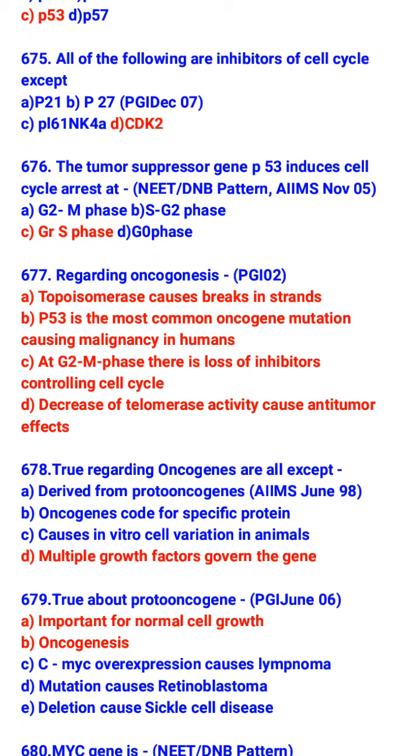Regarding oncogenesis, topoisomerase causes break in strands. P53 is the most common gene mutation causing malignancy in humans. At G2/M phase, there is a loss of inhibitor controlling cell cycle. Decrease of telomerase activity causes anti-tumor effect.